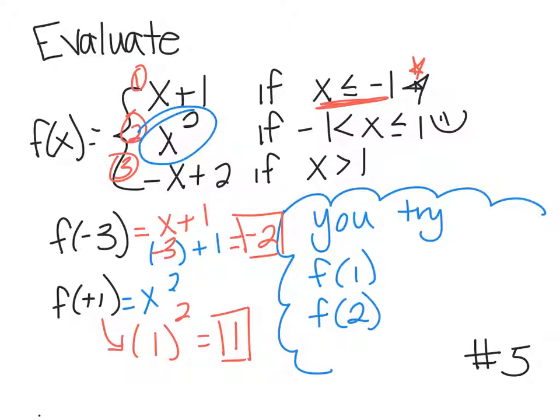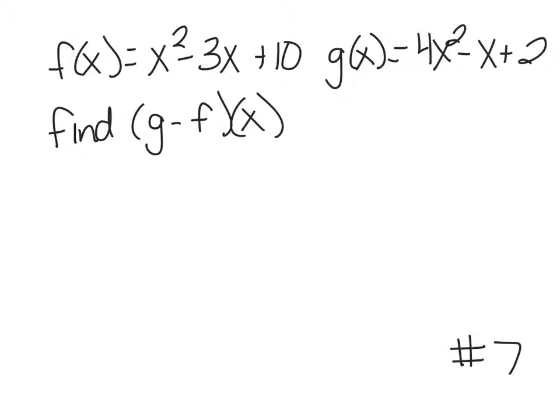I want you to try, let's change this up a little bit. Let's make this f of -1 and f of 2. Find g minus f of x. This looks a lot more difficult than what it's actually going to be. What I'm really doing is I'm taking g of x and subtracting the function f of x.